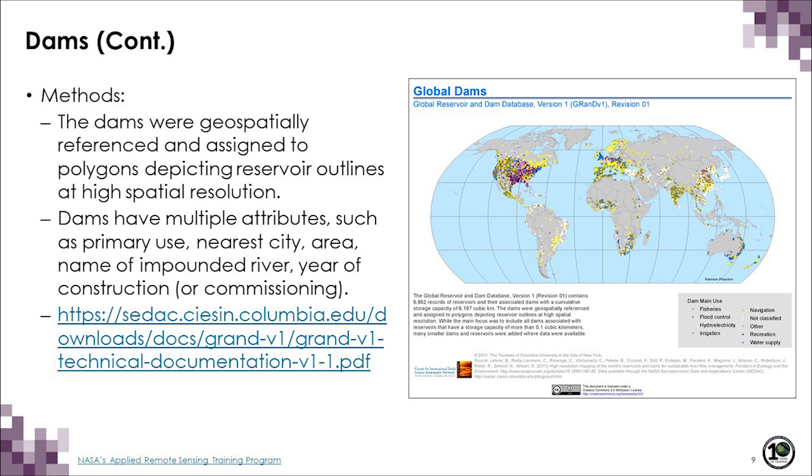In terms of methodology, the dams were geospatially referenced and assigned to polygons depicting reservoir outlines at high spatial resolution. Dams have multiple attributes, such as primary use, nearest city, area, name of impounded river, year of construction or commissioning. As an example, the map on the right displays the location of the dams where the colors indicate their main use: fisheries, flood control, irrigation, etc.